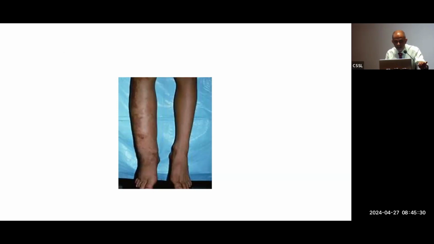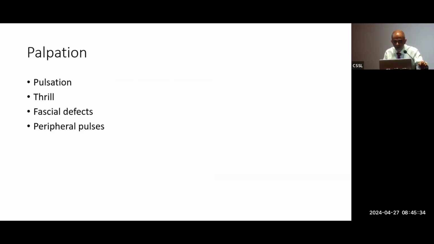And this is a picture of a hypertrophied leg. Now, when you palpate, you look for pulsation and the fluid thrill when you cough. Then when you feel along, you can feel fascial defects. But in this day and age, it is not very relevant because you have duplex scans which catch it all. But always, even though we are discussing varicose veins, you must check for peripheral pulses.